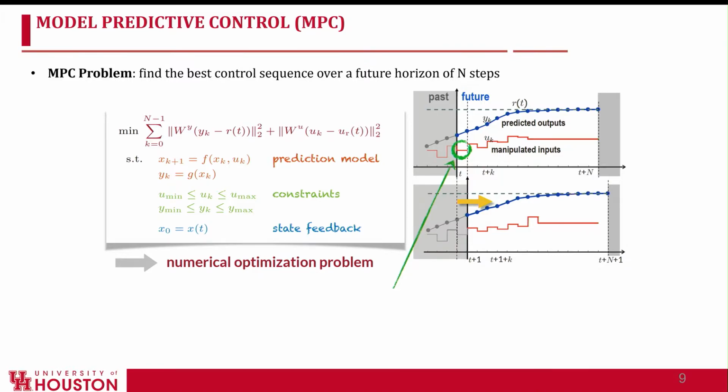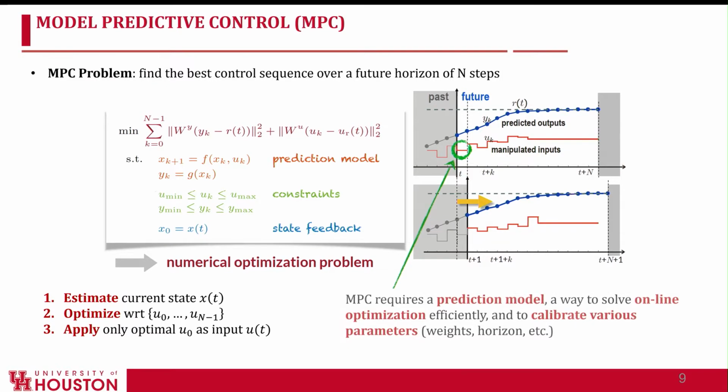And solving the numerical optimization problem, we come up with a sequence of manipulated inputs, control actions in the future. We only take the first one and we repeat the same process at time t+1. Okay, this is called receding horizon optimization and has been used widely, especially in the chemical industry, but now even autonomous driving cars are using that.